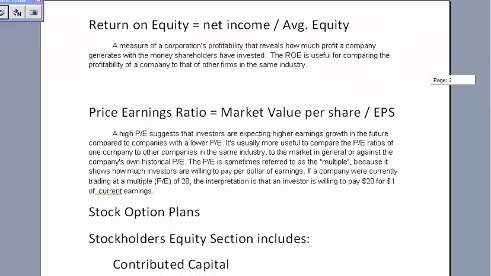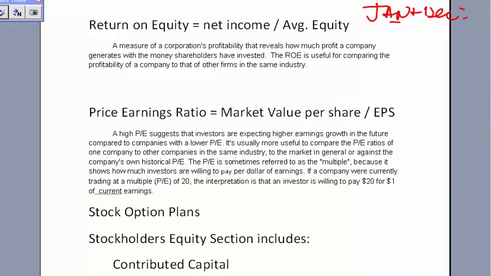Return on equity then is net income divided by average equity. Average equity would be the January 1st plus the December 31st divided by 2, so you take the balances.